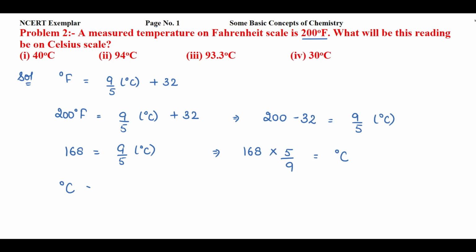That means now I have temperature in degree Celsius. 168 into 5, it is 840. Now divided by 9. When you divide 840 with 9, the value will be 93.33. That means 200 degree Fahrenheit is equal to 93.3 degree Celsius.